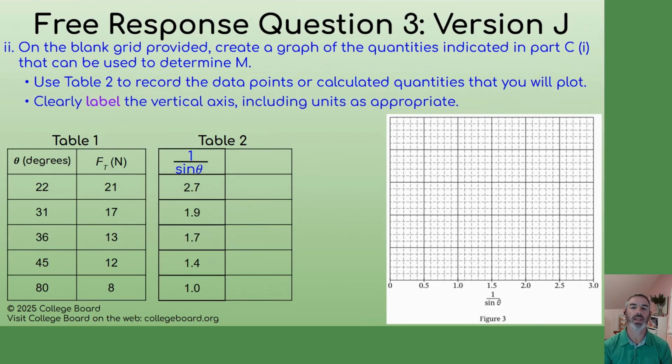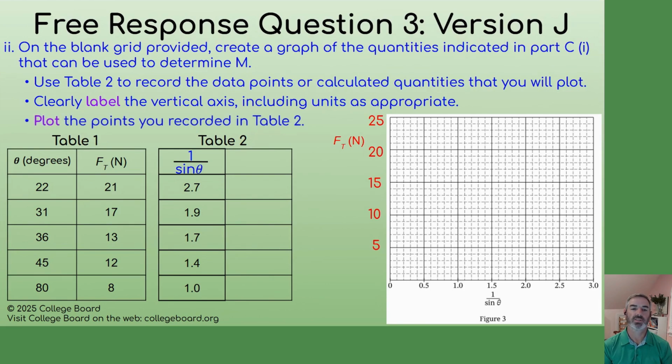So now we're ready to do the next step. We need to clearly label the vertical axis, including units as appropriate. So the vertical axis, we're just going to label with tension force in newtons, and it goes up to a maximum of 21. So we've got 5 lines. So we're just going to label them by fives from 5 to 25.